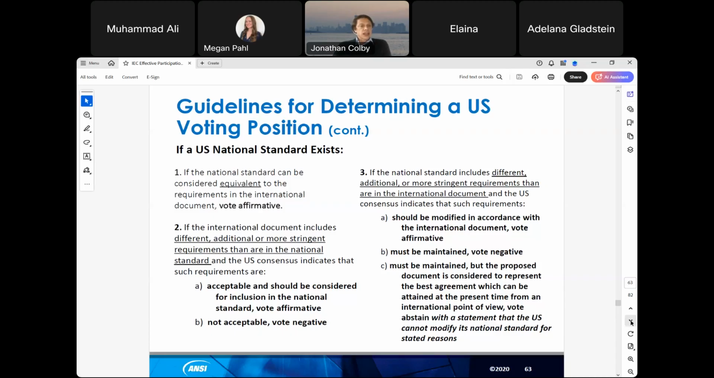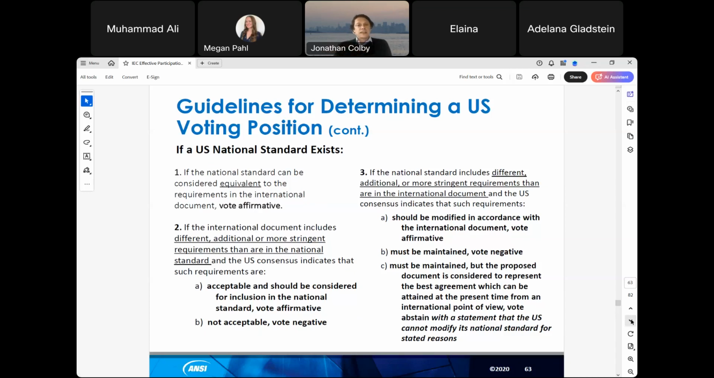If the international document includes different, additional or more stringent requirements than in the national standard, and the U.S. consensus indicates that such requirements are acceptable and should be considered for inclusion in the national standard, you're recommended to vote affirmative. If these additional, more stringent, or different requirements are not acceptable, you're encouraged to vote negative.